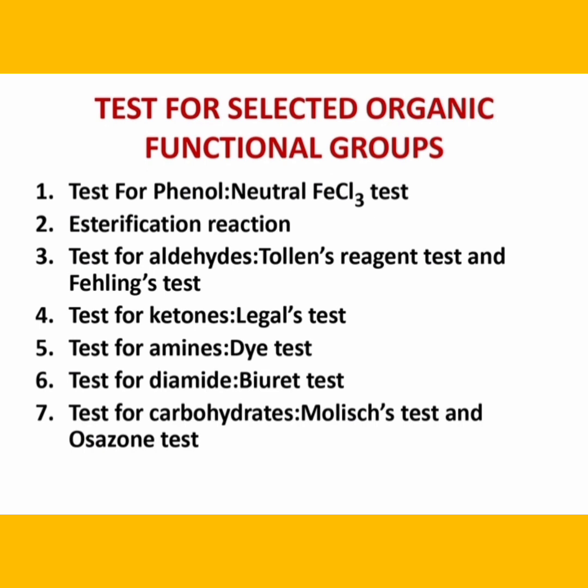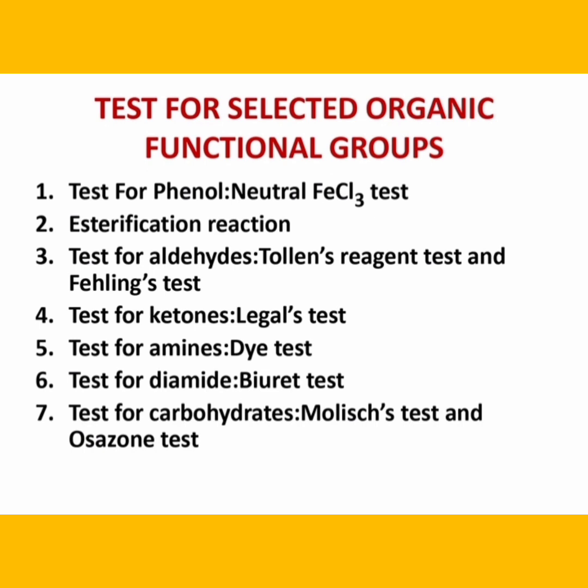The second test is the esterification test, and the third test is test for aldehydes, where we use Tollens reagent and Fehling's test. Fourth test is Legal's test, which is test for ketone. Fifth test is a dye test, test for primary amine. Sixth test is biuret test, which is a test for urea or diamide. And the seventh test is a Molisch test and Osazone test, which is characteristic for glucose or dextrose, which comes under the category reducing sugar or carbohydrates. So what are the 7 tests? Test for phenol, esterification reaction, test for aldehyde, test for ketone, test for amines, test for diamide, and test for carbohydrates.